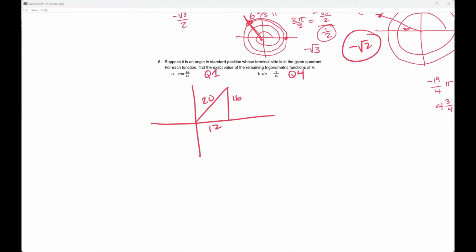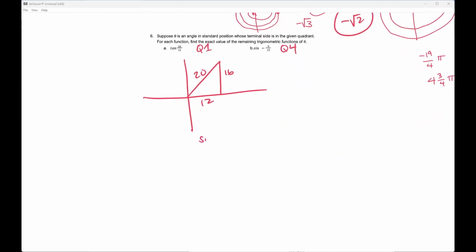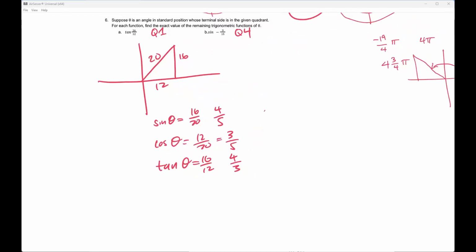All right, so sine theta is very similar to the ones before: 16 over 20, and just simplify to 4 over 5. You need to simplify. Cosine of theta is equal to 12 over 20, which is 3 over 5. Tangent theta is equal to 16 over 12, that's what we already got, so that'll be 4 over 3. And then flip it over. So cosecant theta is 5 over 4. Secant theta is equal to 5 over 3. And cotangent theta is 3 over 4.